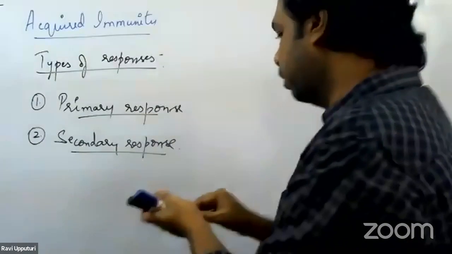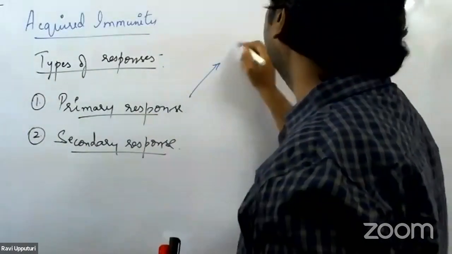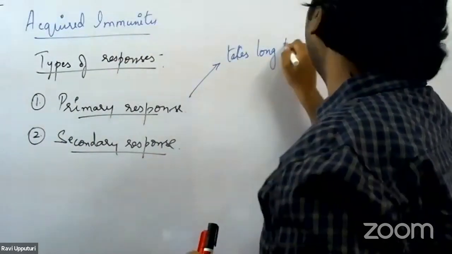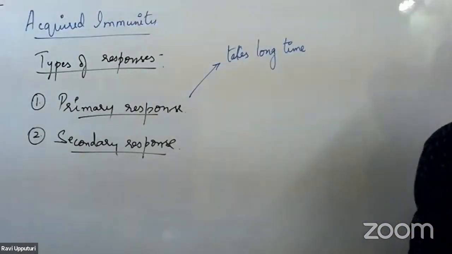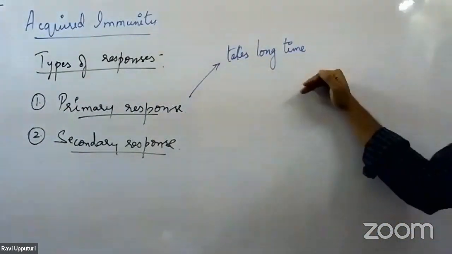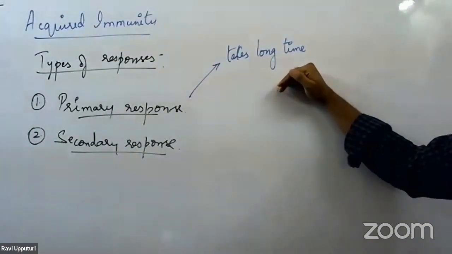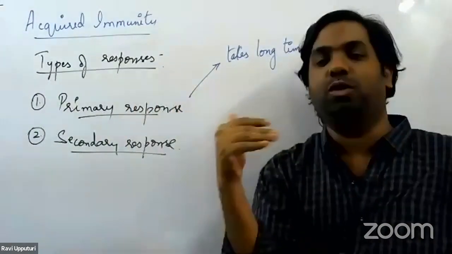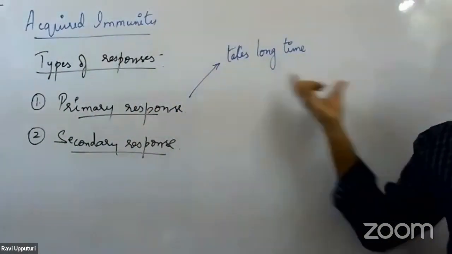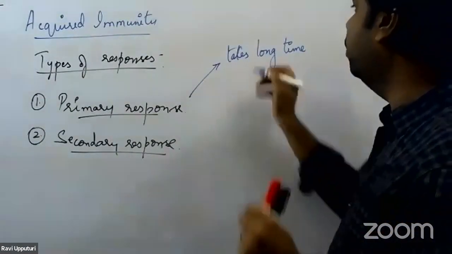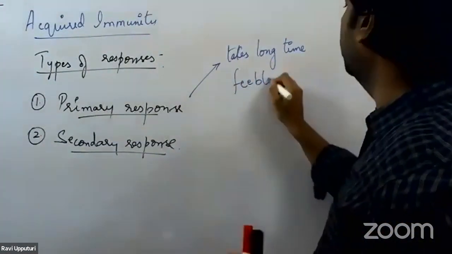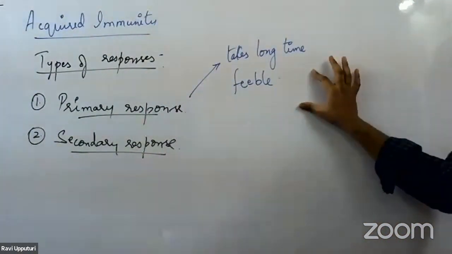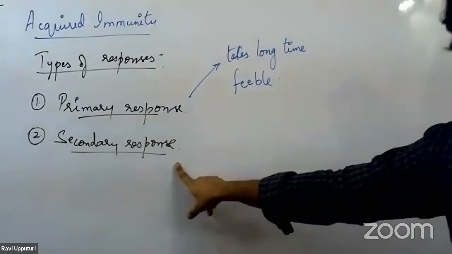This primary immune response usually takes a longer time. Why does it take a long time? Because after recognizing the pathogen or antigen, these immune cells have to synthesize the antibodies, and the activation of the specialized immune cells has to take place. So that's the reason why it takes a long time. Second, such an immune response is said to be feeble. What do we mean by feeble? Feeble means weak. The primary immune response is usually a weaker immune response compared to the secondary immune response.